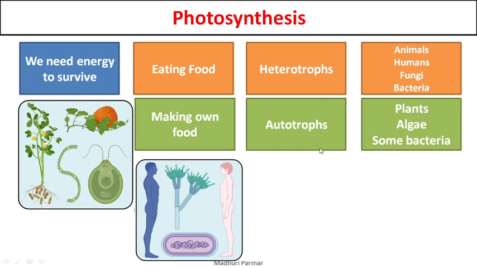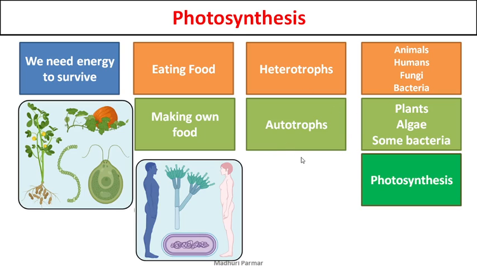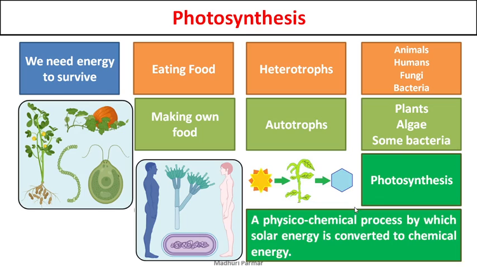Now the question may arise: how do autotrophs synthesize their own food? How are they making their own food? So they are doing it with help of photosynthesis. And what is photosynthesis? It is a physico-chemical process by which solar energy is converted into chemical energy. So whatever solar energy, the energy from the sun, it is used to make bonds between different molecules and different atoms. So it is used to make chemical energy, which is nothing but your sugar. Fine. So with this in mind and with this background, let us start.